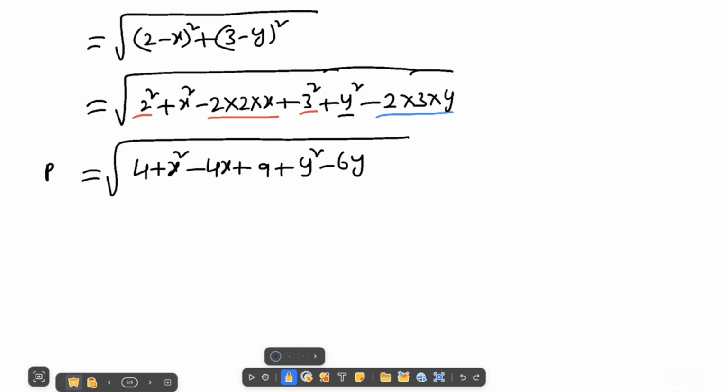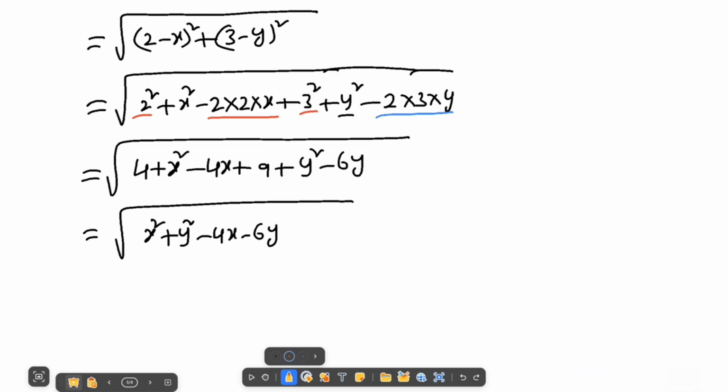So this is the PR distance. Sorry, let's write in order: x square plus y square minus 4x minus 6y. Now the numbers: 4 plus 9 is 13. So this is PR.